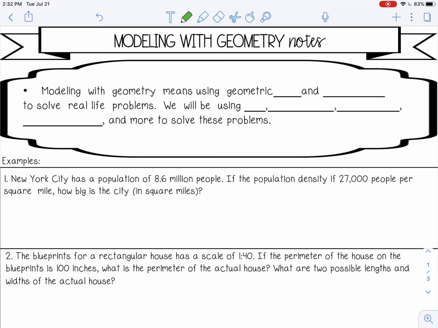Welcome to this lesson on modeling with geometry. So modeling with geometry means using geometric shapes and concepts to solve real-life problems. We'll be using things like area, volume, ratios, proportions, and more to solve these problems. All right, so let's look at some examples.